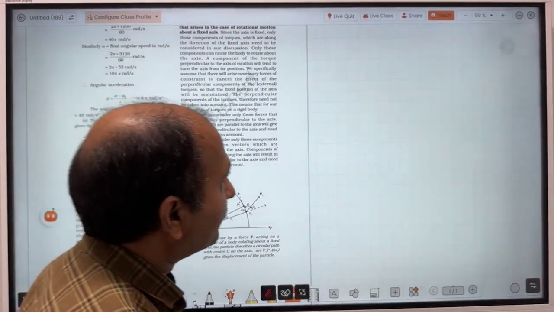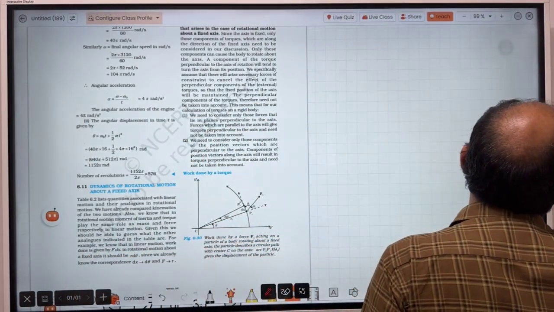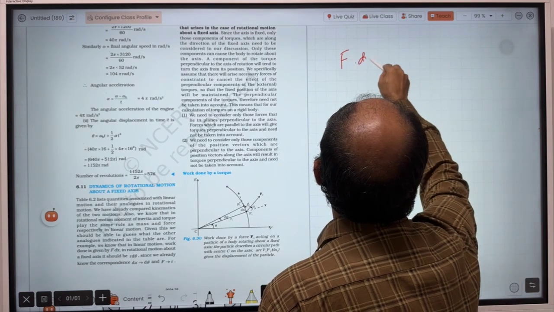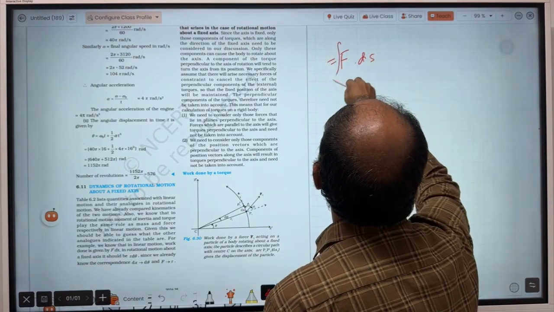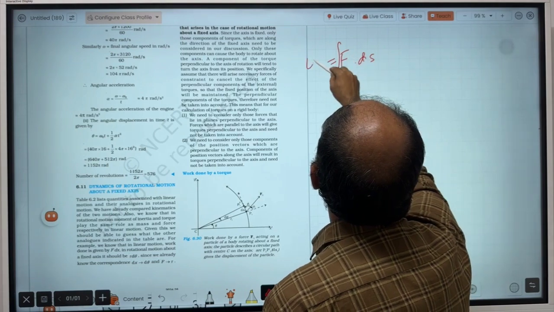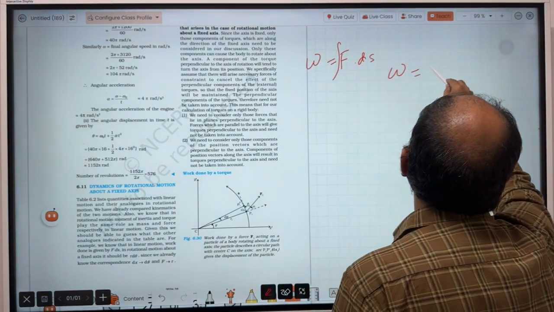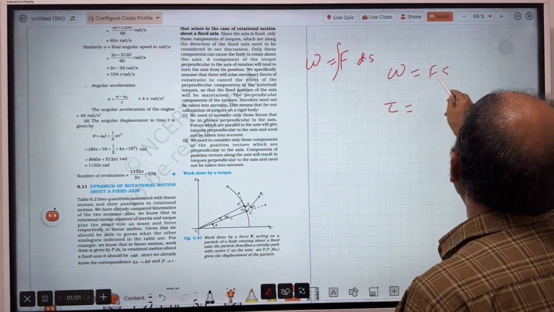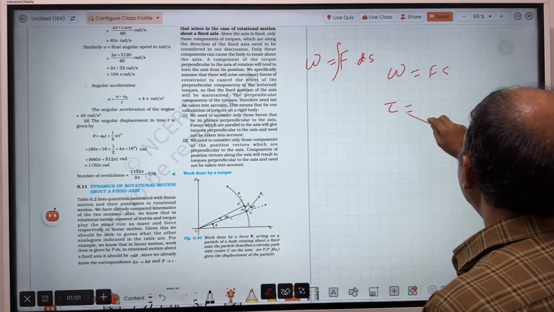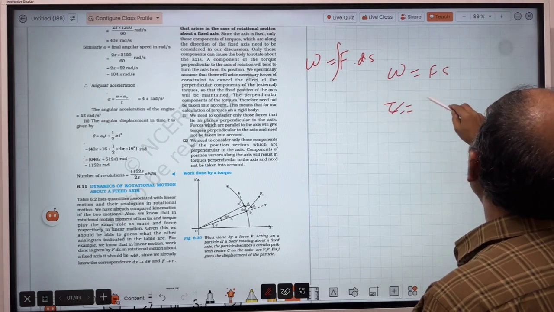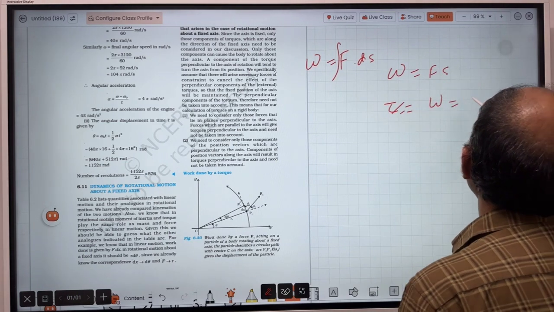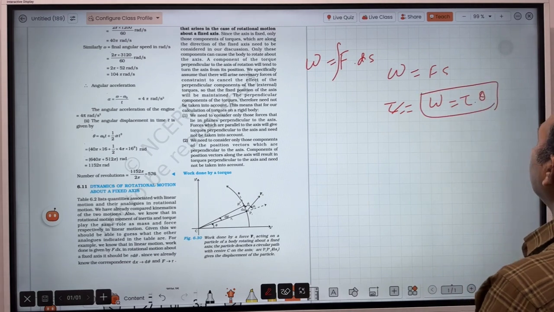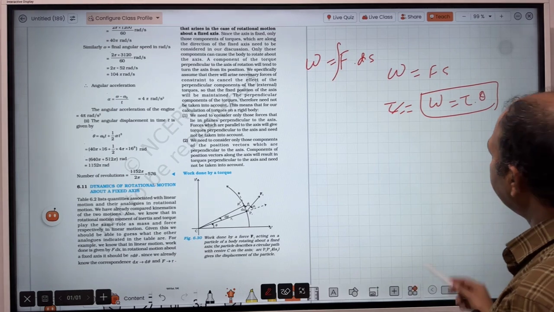So work done, like earlier we have studied in the case of linear motion, is the integral of F dot ds, or in a general way we write W equal to F s cos theta. In the same way here, in terms of torque, force corresponds to torque and s corresponds to angle. So work done can be found by using the formula torque into angle moved.